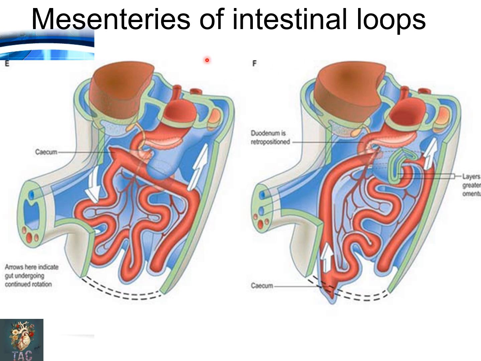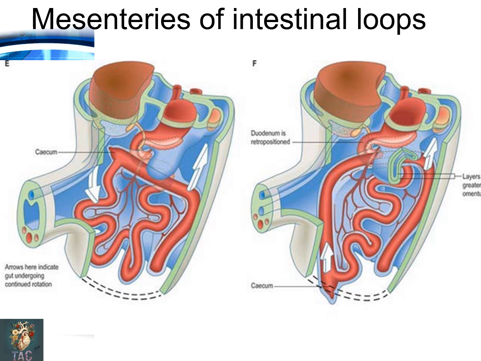What happens to the mesenteries of the intestinal loops? So you can see a different position. This is the first part of the colon, then the transverse and descending colon, and these are different loops of the intestine, and finally these loops are coming to their position. Here you can see these are the layers of the greater omentum which are present over here.